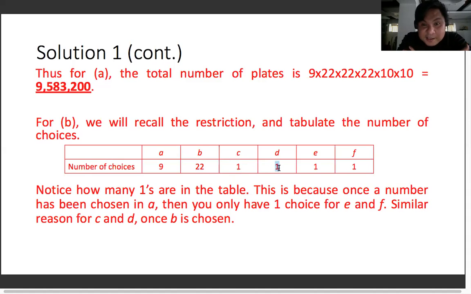And again, because you need all 6 characters to create a plate, then you just need to multiply all 6 numbers here, and you will get the total number of plates you have with that particular property. So 9 times 22 times 1 times 1 times 1, that is simply just 9 times 22, which would be about 198.